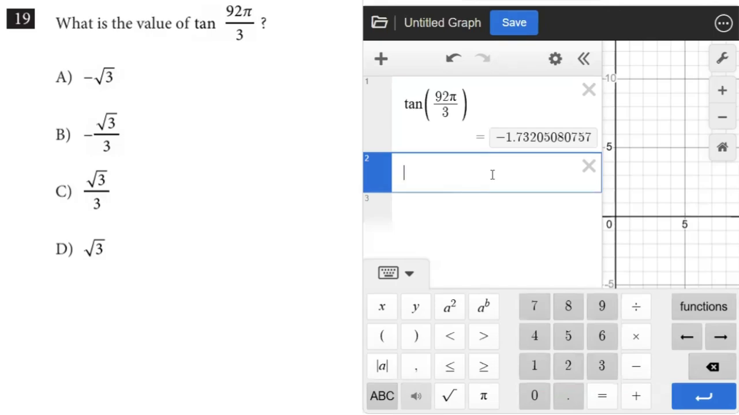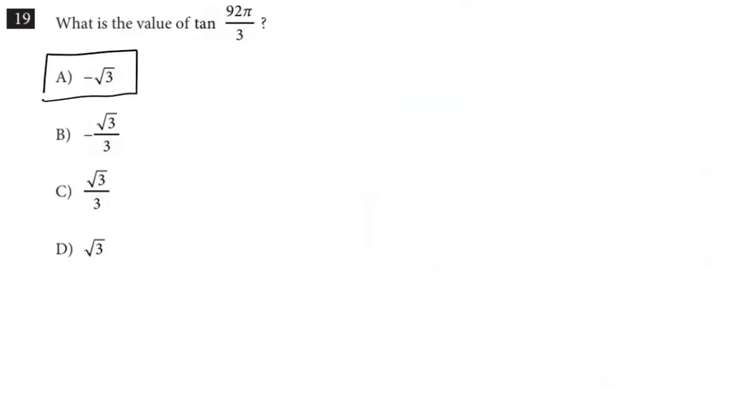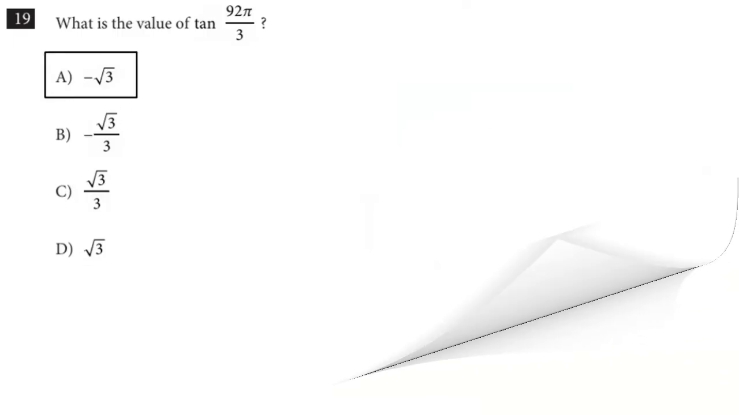So if you do not know that this is actually the value of square root 3, you can just put this value in your calculator and check that it is square root 3. And you can check the other option as well. That will not be the correct answer. So A is the correct answer for this question.